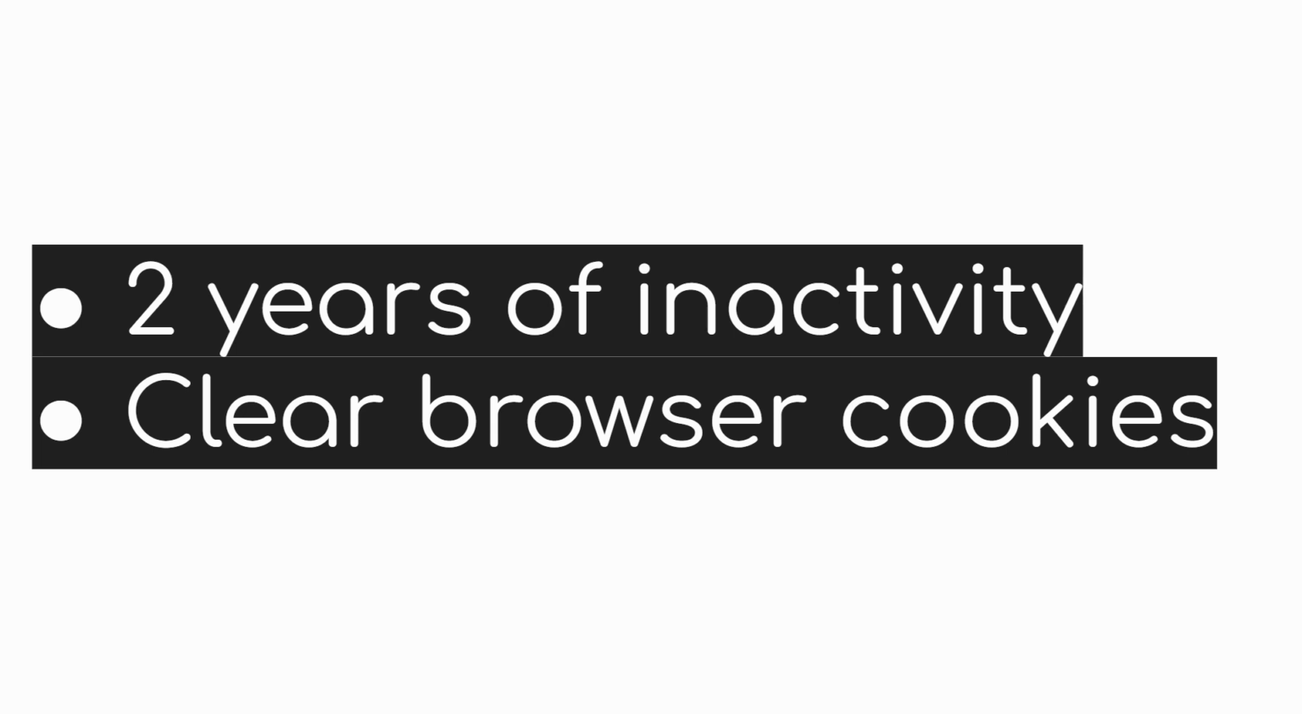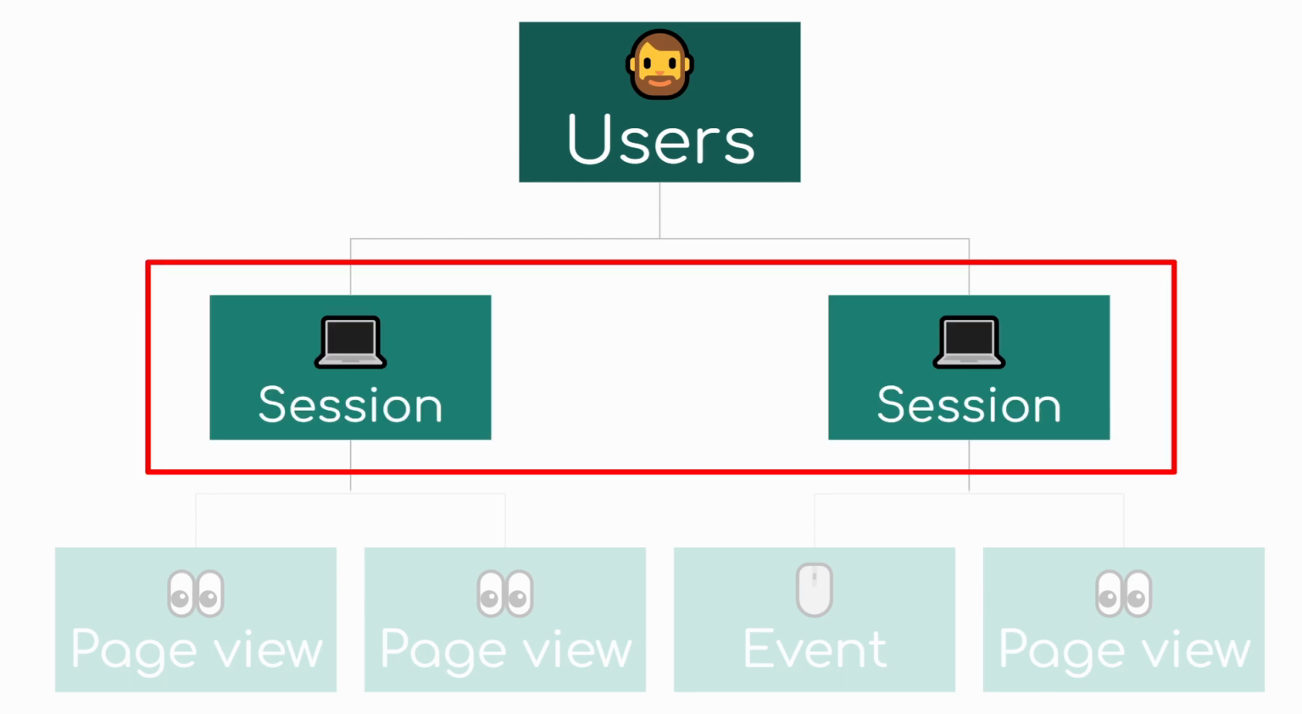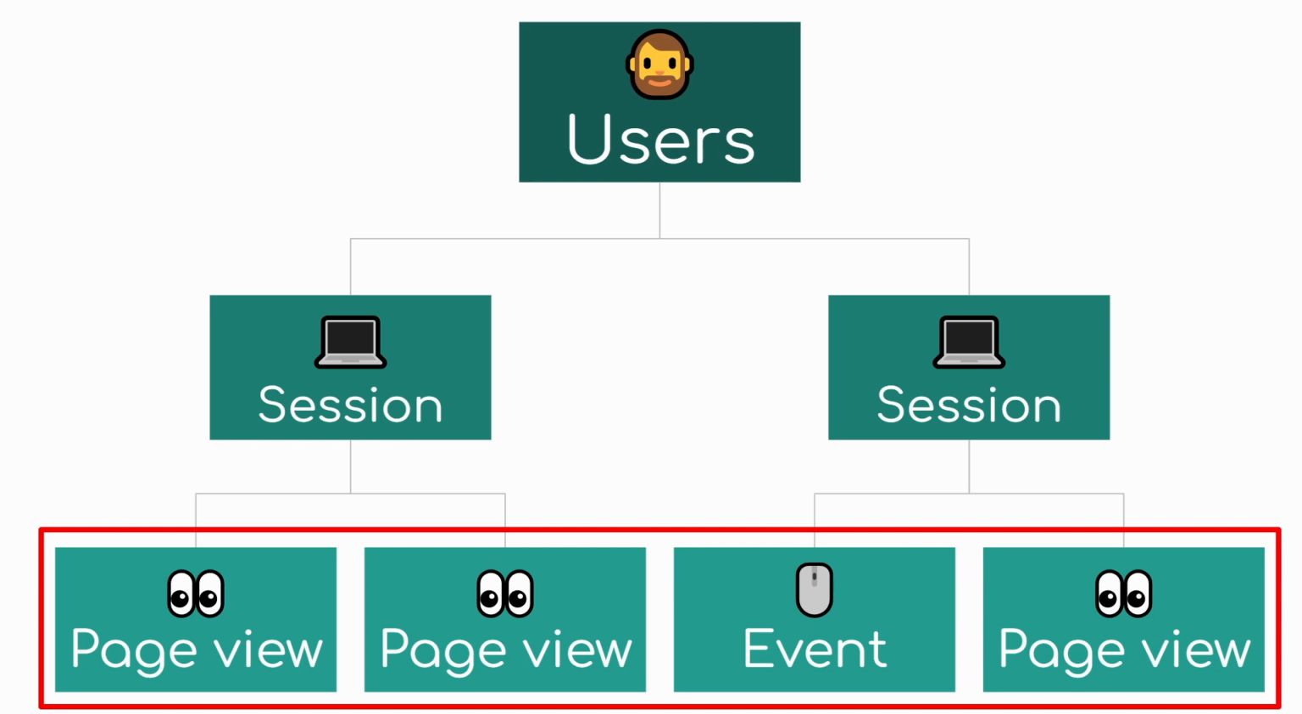So the hierarchy goes like this. In theory, you should have one user that has multiple sessions spread out across days, weeks, sometimes even years. And each of those sessions has multiple hits like page views, e-commerce transactions, and events.